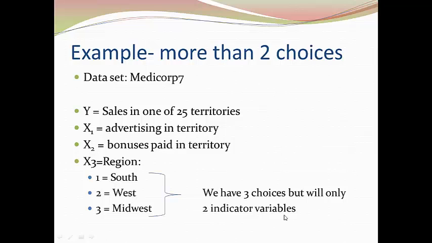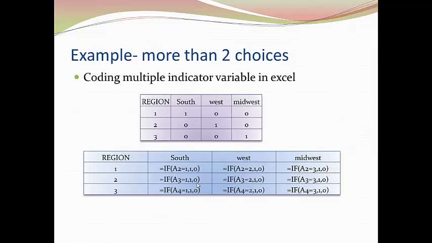We have 3 choices, but we can only introduce 2 indicator variables. Otherwise, we'll introduce perfect multicollinearity and we won't be able to see the impact of each of those territories. So here's showing how to code the variables in Excel using the IF functions. You'll see the output for coding this in SPSS.